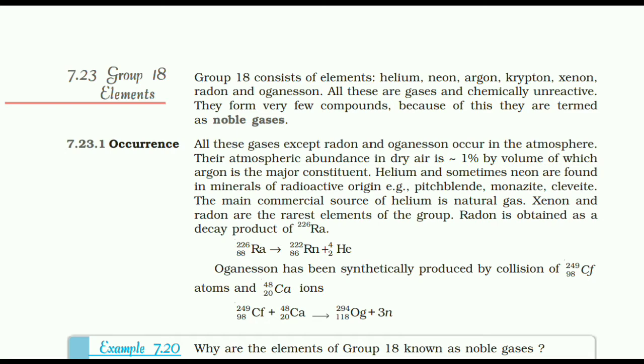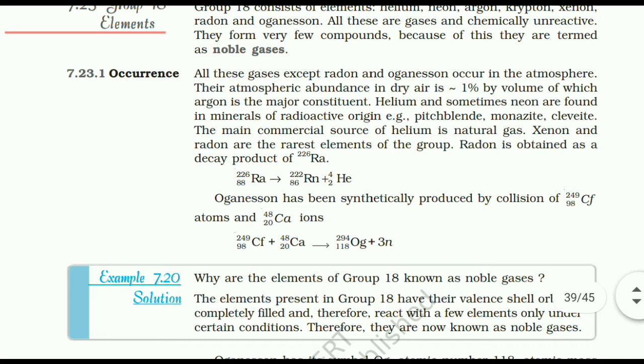7.23.1 Occurrence. All these gases except radon and oganesson occur in the atmosphere. The atmospheric abundance in air is 1% by volume, of which argon is the major constituent. Helium and sometimes neon are found in minerals of radioactive origin like pitchblende, monazite, cleverite. The main commercial use of helium is a natural gas.